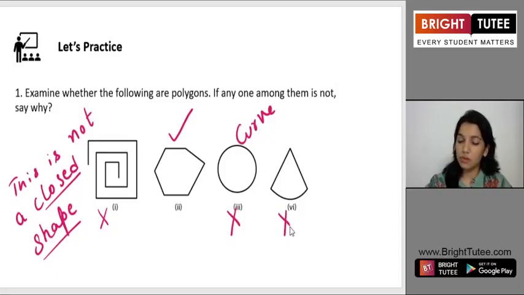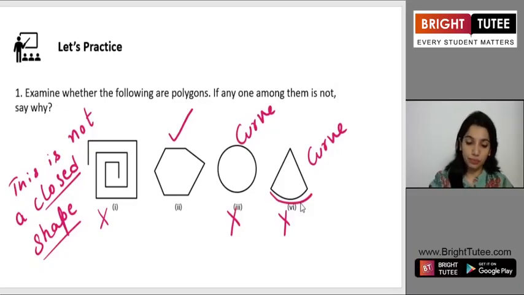Now the last one is also not a polygon. Why? Again, we can see here we have got a curve, and a curve is not welcome in a polygon. So the reason you will write is that our polygon should only be made up of line segments, and clearly in this image we can see a curve, and thus this is not a polygon.